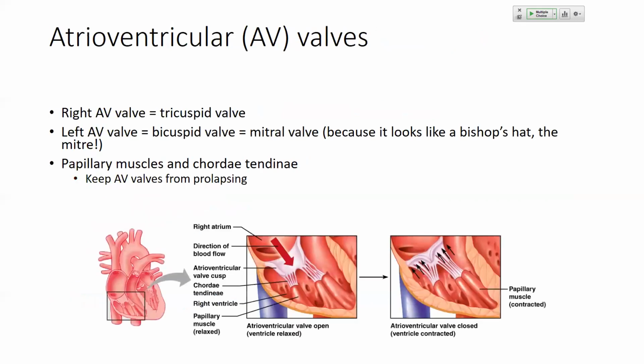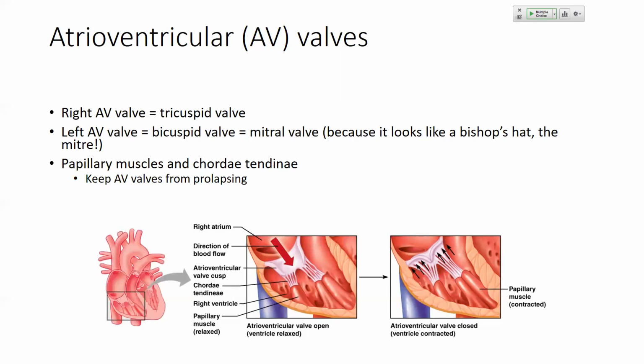Okay. All right, so let's talk about the two types of valves we have. We have AV valves, which are called atrioventricular valves, and these separate atria from ventricle. Okay, there are two of them. There's one on the right side of the heart separating the right atrium from the right ventricle, and there's one on the left side of the heart separating the left atrium from the left ventricle. Now, the AV valve on the right side of the heart is often called the tricuspid valve because it has three cusps.